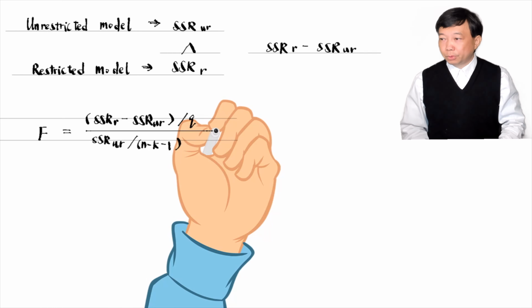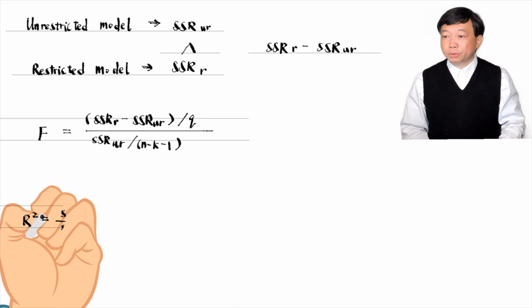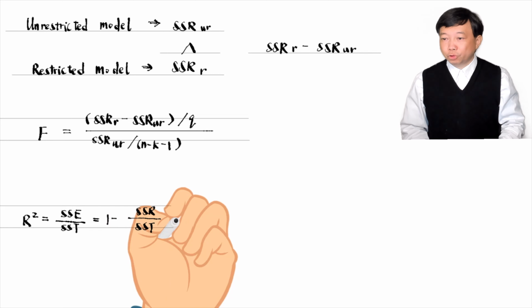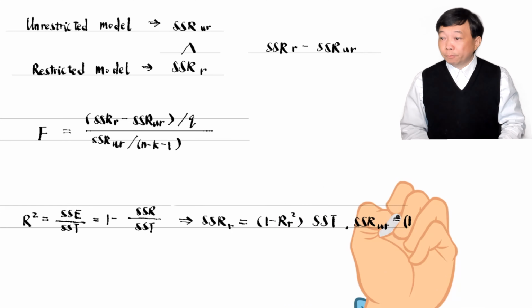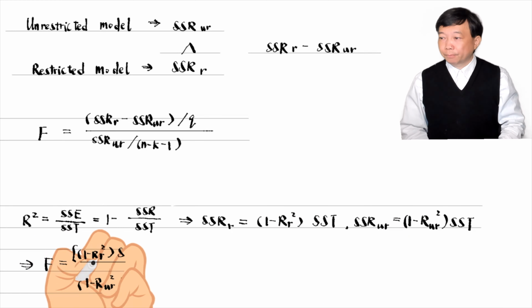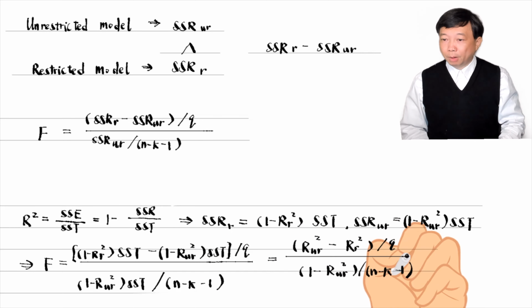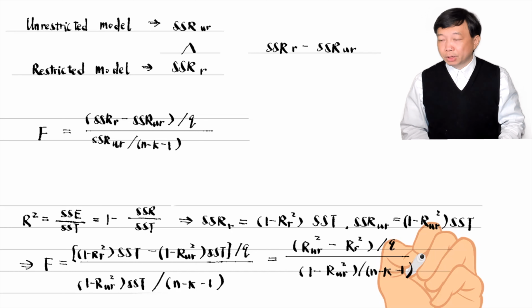We can also write the F statistic in R² form. The R² is directly related to the residual sum of squares. It equals the explained sum of squares divided by the total sum of squares, or 1 minus the ratio of the residual sum of squares to the total sum of squares. Using simple algebra, we obtain the R² form of the F statistic. The R² form and the residual sum of squares form are two equivalent forms of the F statistics.